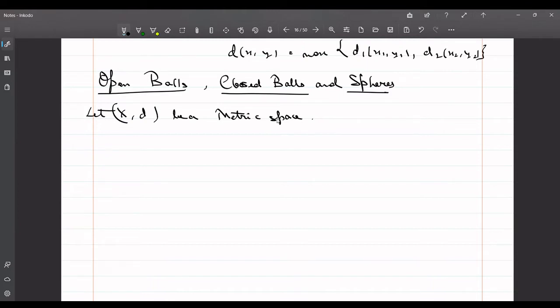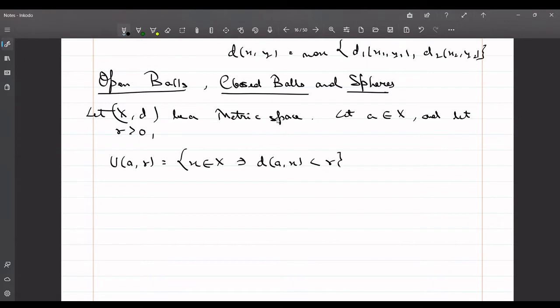Let a be an element of X, and let r be a positive real number. Using these two, we define what we call an open ball U(a, r), which is the set of all those elements x of X such that the distance between a and x is less than r. This is what we call an open ball.